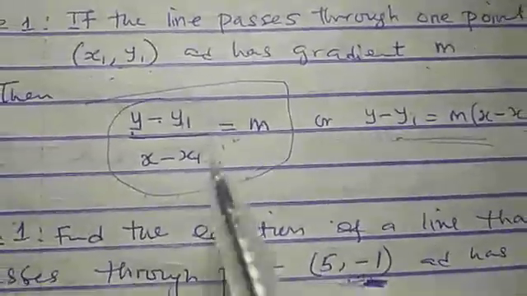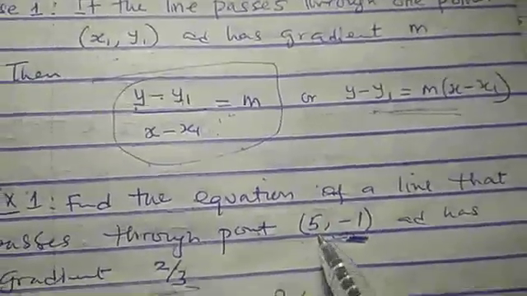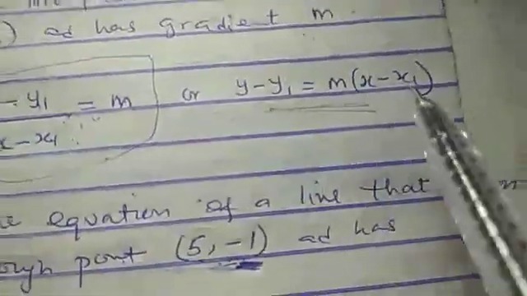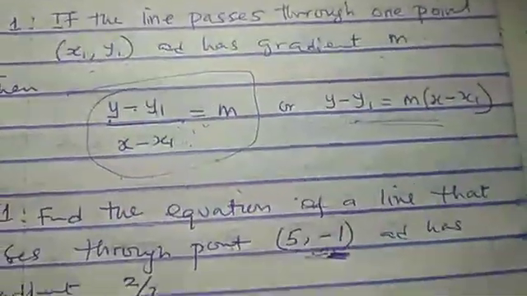So we have found the equation of the line that passes through this point and has this gradient. Anytime we are given a point and a gradient, this is the formula we will always be using. It's still the same; we just cross multiply, or you use this directly. So you need to pause and study it.